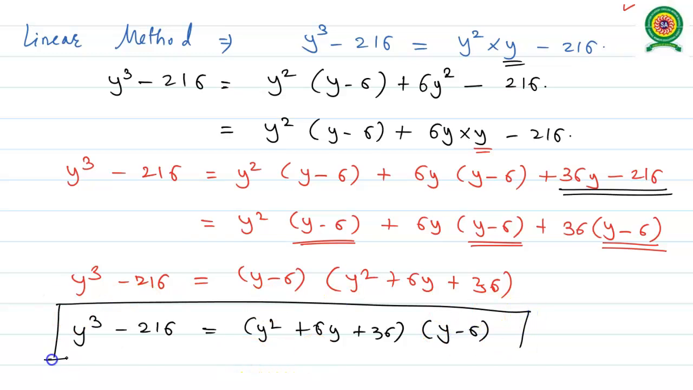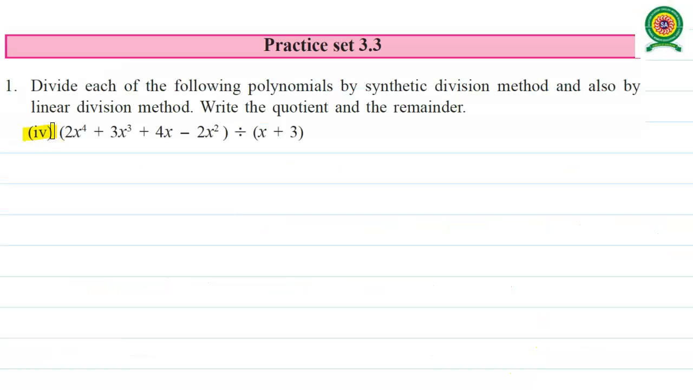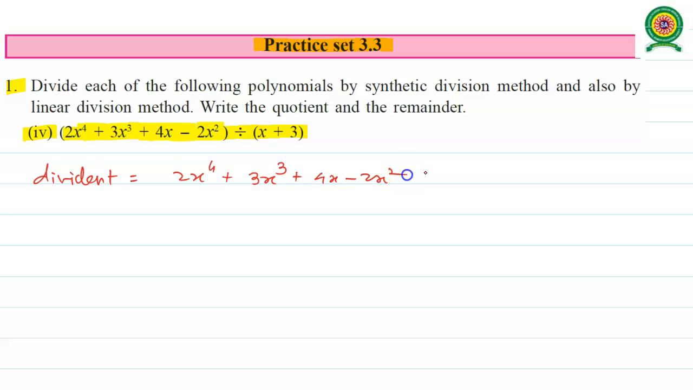So as per the linear method and synthetic division, we get the same Euler's formulation here. Now look at the fourth sub question from question number 1, practice set 3.3. We have 2x to the power 4 plus 3x cube plus 4x minus 2x square divided by x plus 3. So the dividend is 2x raised to 4 plus 3x cube plus 4x minus 2x square.